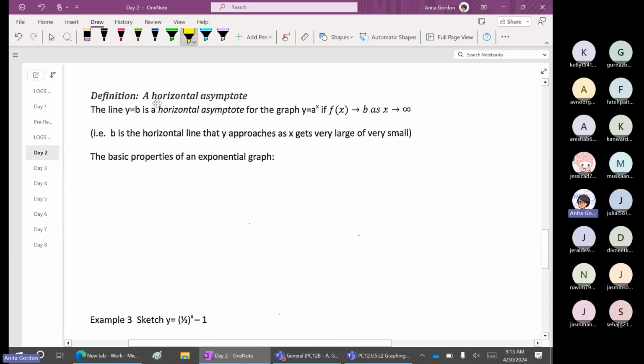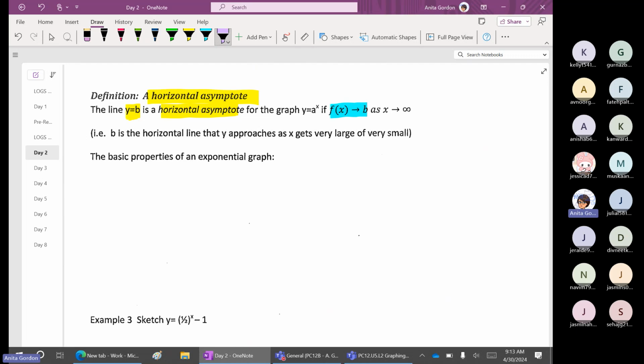Okay, some definitions of a horizontal asymptote that most of you are familiar with. That the line y equals b is called an asymptote if, as the function gets closer to b, it gets closer to 0. So it gets close to b but never touches it.